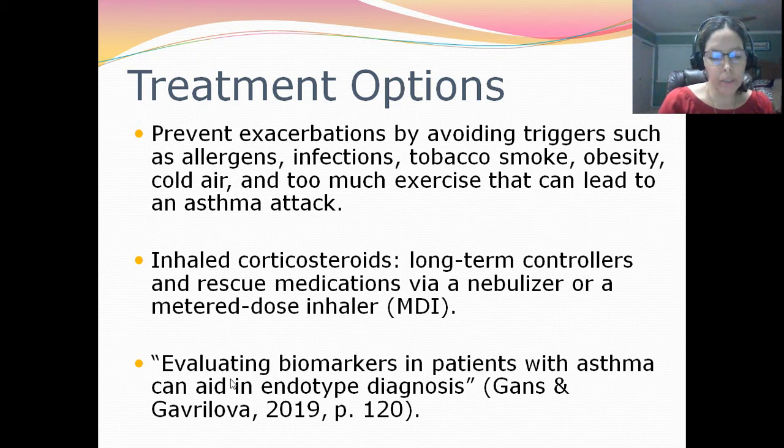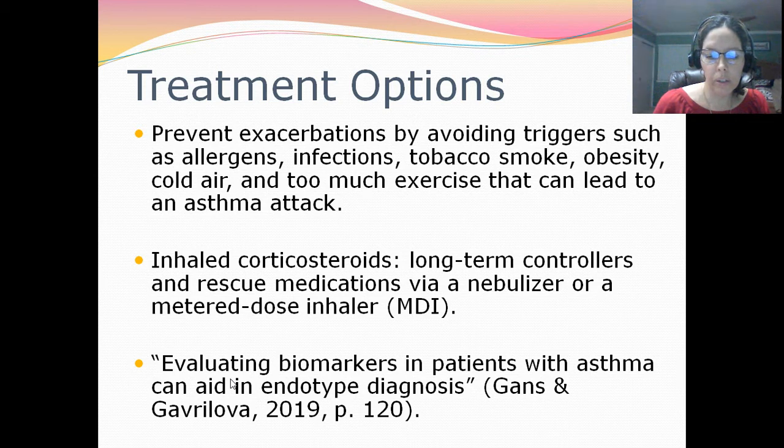So, for treatment options, your best treatment is to avoid triggers such as allergens, infections, tobacco smoke, obesity, cold air, and anything else that seems to bring on an asthma attack. However, if certain triggers are hard to avoid, the implementation of inhaled corticosteroids for long-term management and rescue medications will need to be used. These are prescribed by a physician or a nurse practitioner and are often given via a nebulizer or a metered dose inhaler.